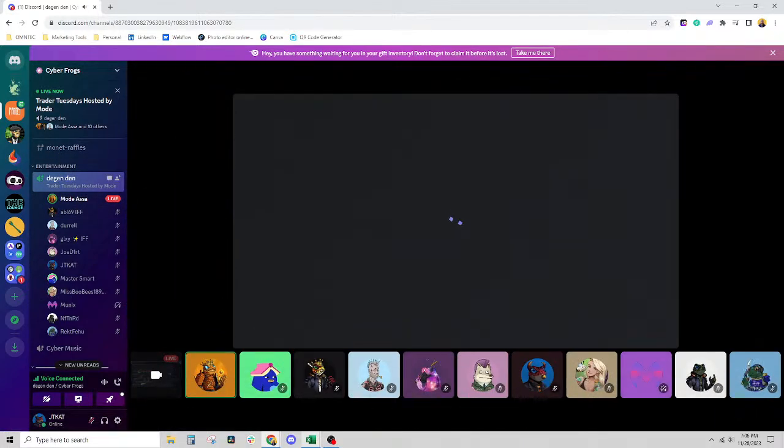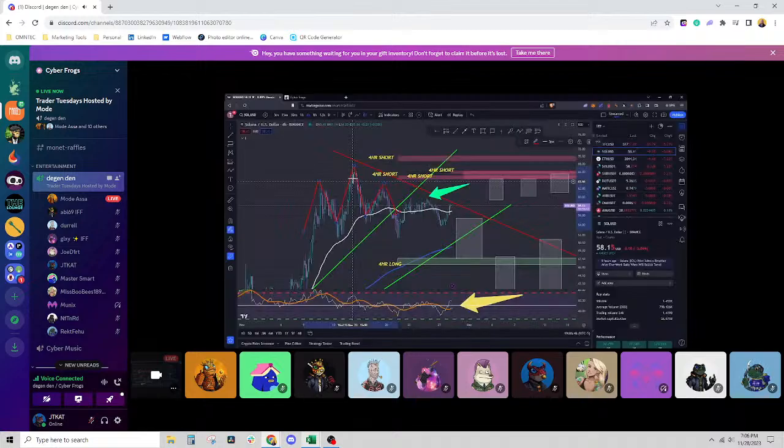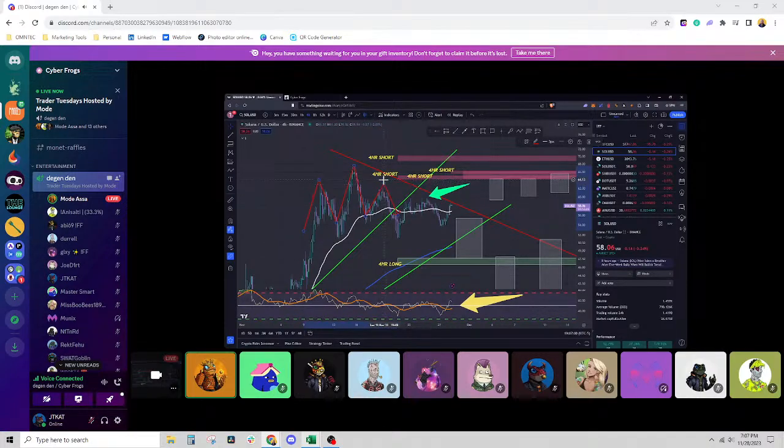So basically, after we made the higher low and a higher high, we made the higher low, but we failed to make the higher high, right? This is our first indication that we could potentially see a different direction. Let me show you that again.